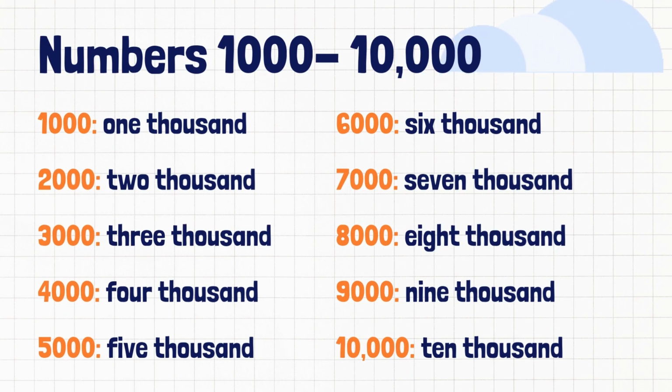Numbers from 1,000 to 10,000. 1,000. 2,000. 3,000. 4,000. 5,000. 6,000. 7,000. 8,000. 9,000. 10,000.